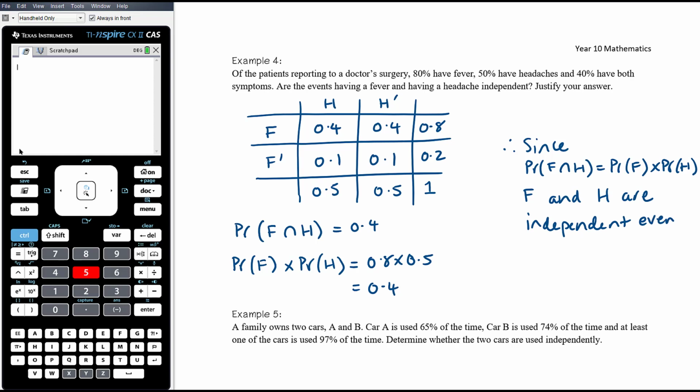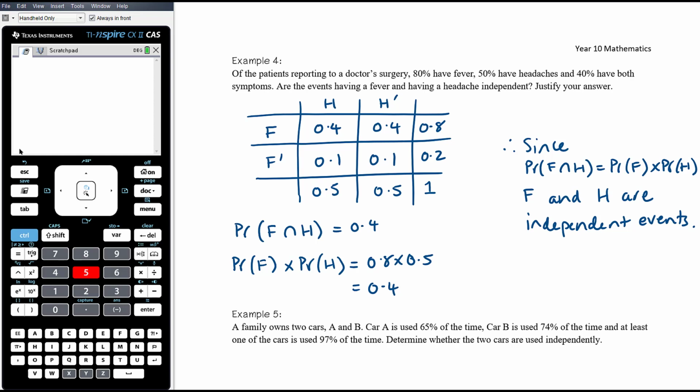Now this is one of those examples where I said it's not about you intuiting, oh, people with headaches are more likely to have fevers or vice versa. It's not about you bringing in your real world understanding of fevers and headaches. It is about what do the numbers in this particular context tell you. And in this particular context, there is mathematical independence between these two events.